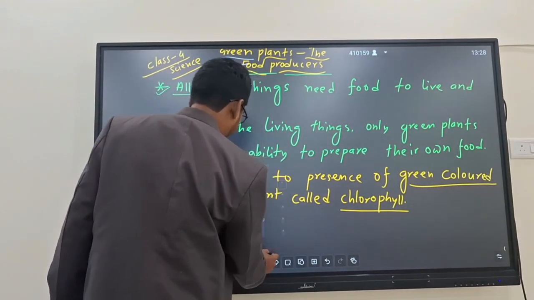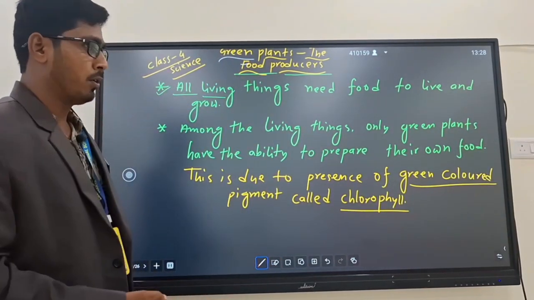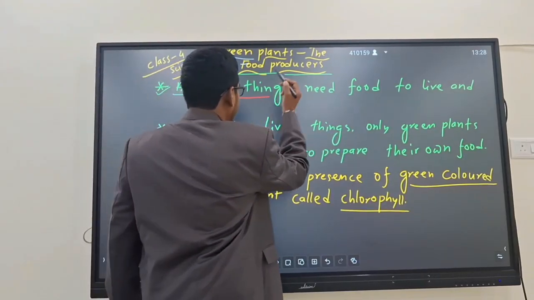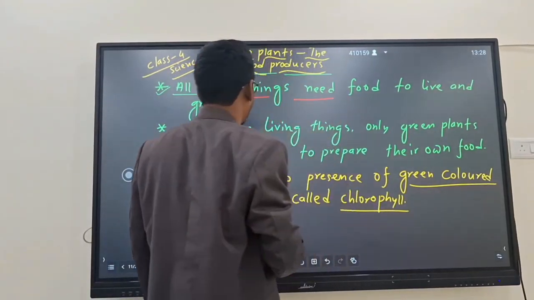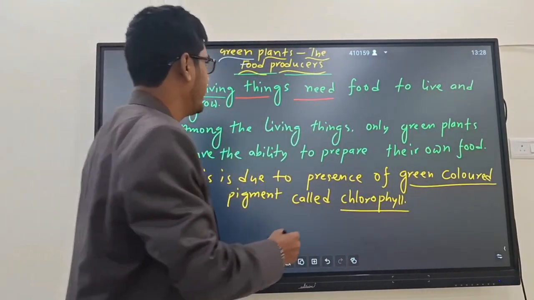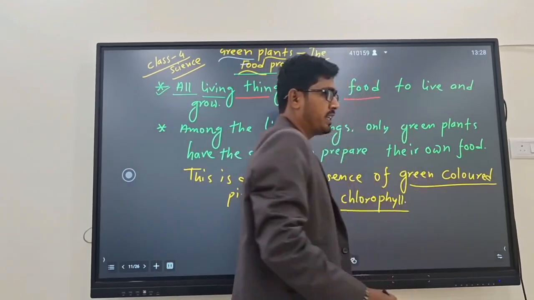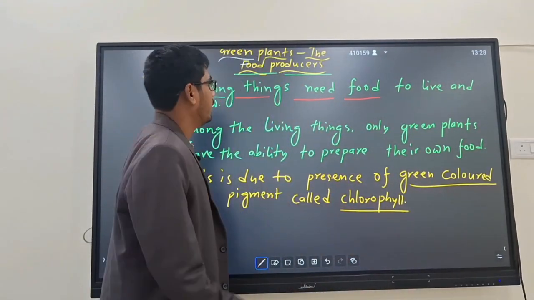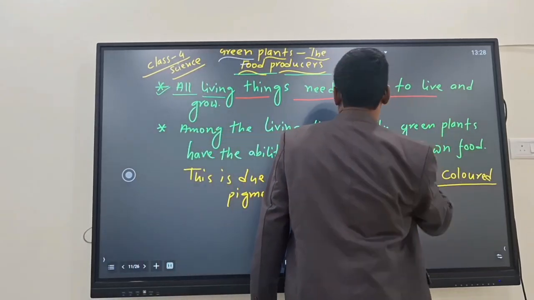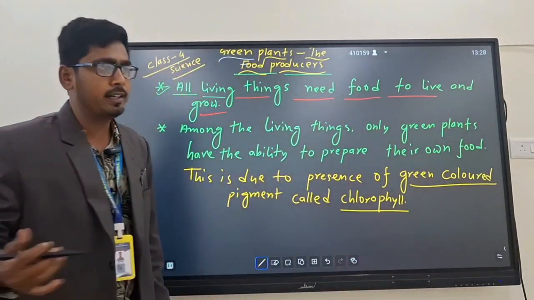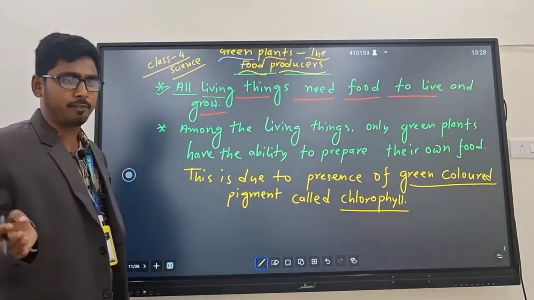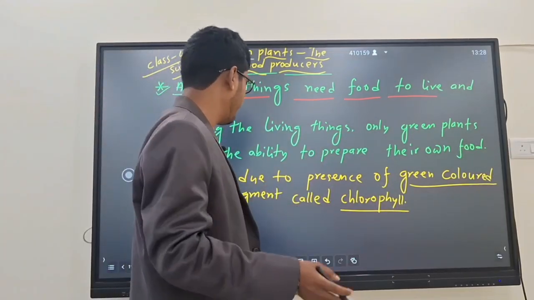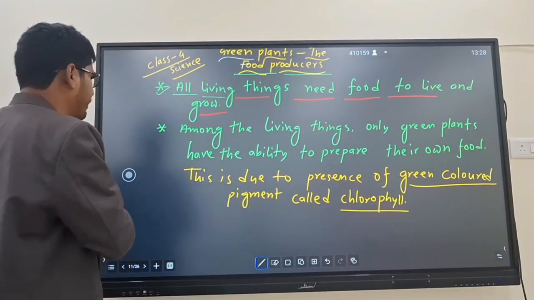All the living things, that means those who live in our environment, in our world, all need food. Food is needed for living things, that means animals and humans, to live and grow up. So food is necessary for us, for humans, and also for animals and all living things.